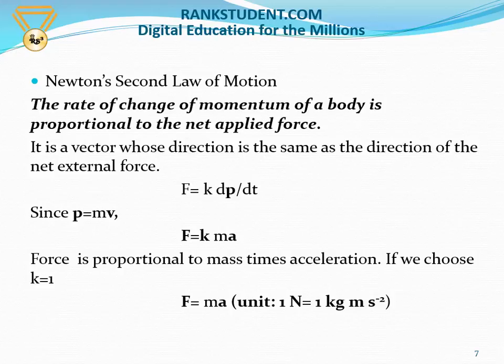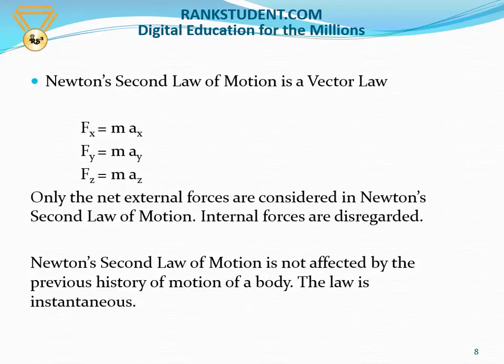The force is expressed in units of newtons. 1 newton is equal to 1 kilogram meter per second squared. Newton's second law of motion is a vector law. It can be resolved into its components in the x, y, and z directions. Fx equals max, Fy equals may, Fz equals maz, and in these equations only the net external forces are considered. Internal forces are disregarded.